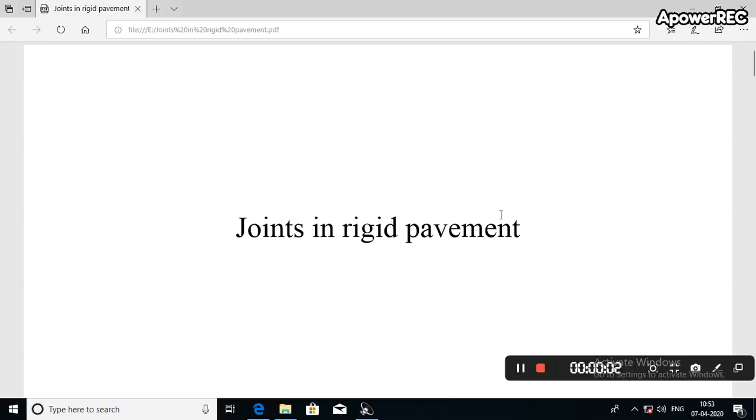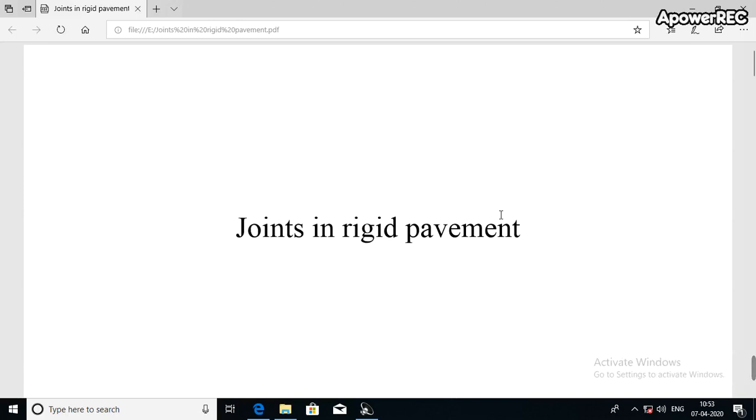Good morning, students. Our topic of discussion today is joints in rigid pavement. In the last class, we were talking about the critical combination of stresses, and we found that it is the warping stress which causes the different kinds of relative movements in the rigid pavement, which is the very reason why we need to provide joints in rigid pavement, so that it can move relatively in an easier way.